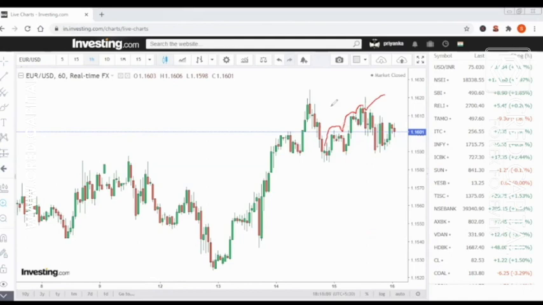Ma'am, this second last candle there on the extreme right, this one. Green. No, on the extreme right.